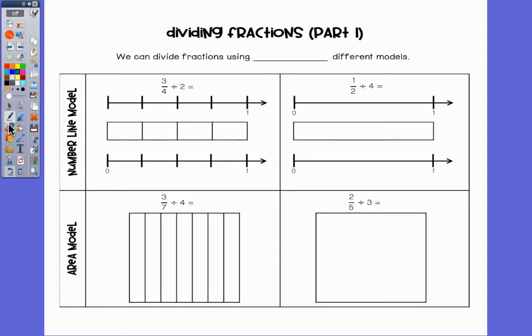We can divide fractions using two different models. The first model is the number line model. On this number line, we're going to label our fractions. We have 1/4, 2/4, 3/4, and 1 whole. And on our second number line, I'm going to label these 2/4, 3/4. Okay?